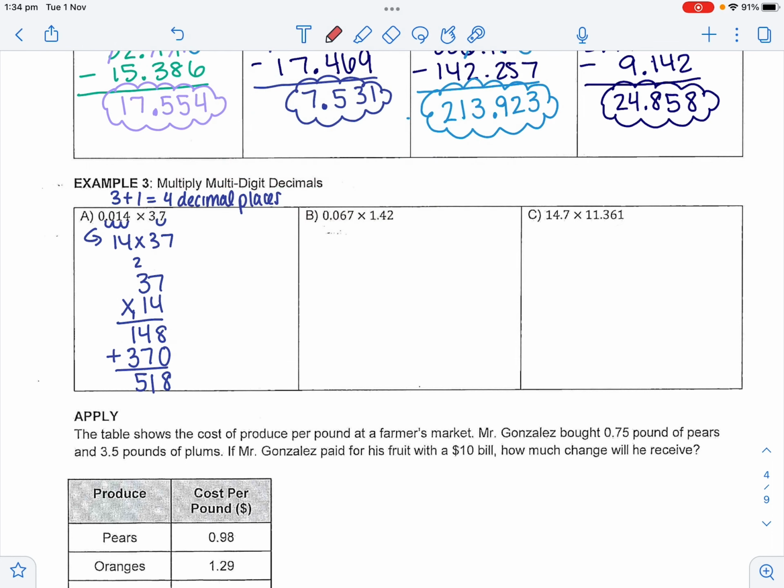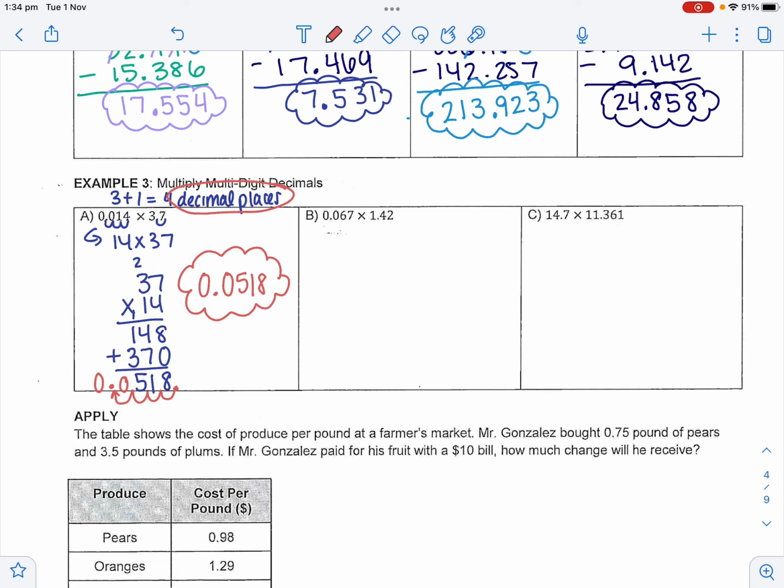Then I'm going to insert my decimal place. So I know that I'm supposed to have 4 decimal places in my answer here. The decimal starts at the end of the number, and then I'm going to move it in 4 decimal places. So 1, 2, 3, 4. So here's my new decimal point, and then I'm going to put a 0 as a placeholder, and then I also like the leading 0. So I'm going to have 0.0518 as my final answer.